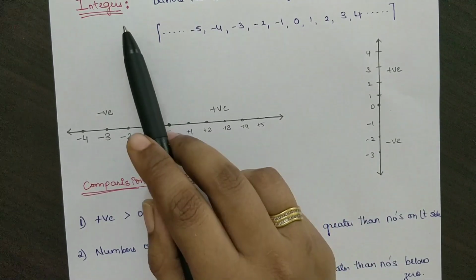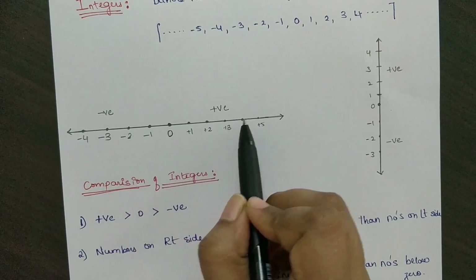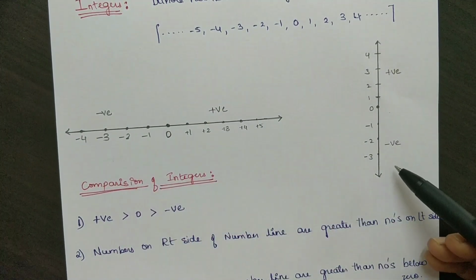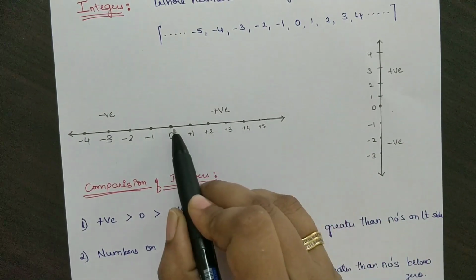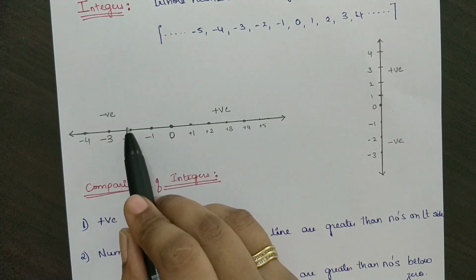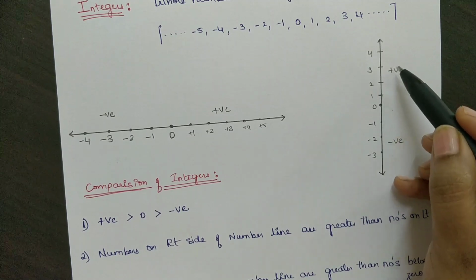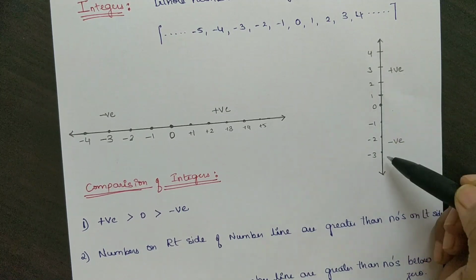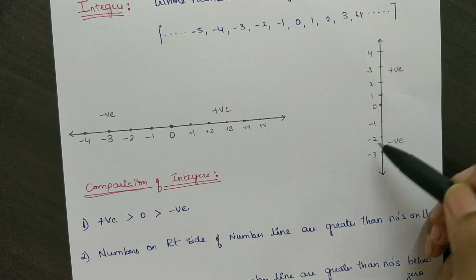If we represent integers on a number line, this is a horizontal number line and this is a vertical number line. Right side of 0 will be positive numbers and left side of 0 will be negative numbers. Above 0 are positive numbers and below 0 are negative numbers on the vertical line.